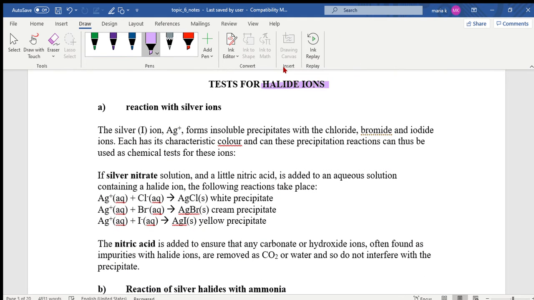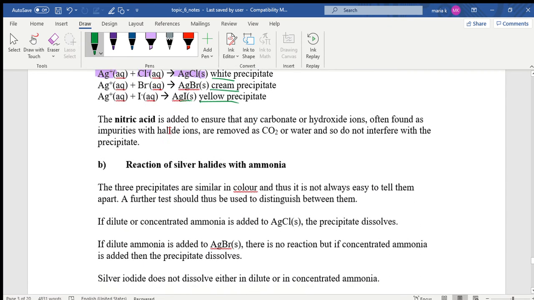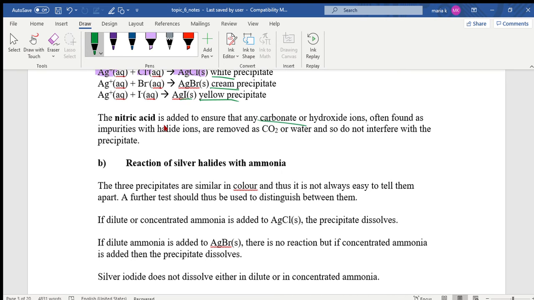Test for halide ions. We're going to need silver nitrate solution with a little nitric acid. The nitric acid is going to handle the rest of those different ions that might take place. However, the important thing is that Ag+ with Cl-, this. AgCl is a white precipitate, AgBr cream, AgI yellow. There we go, so it handles the carbonate and hydroxide ions.